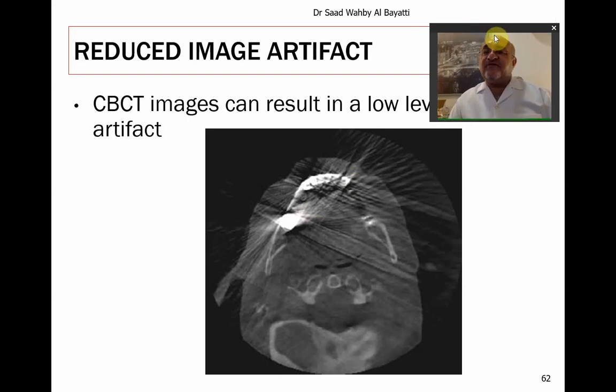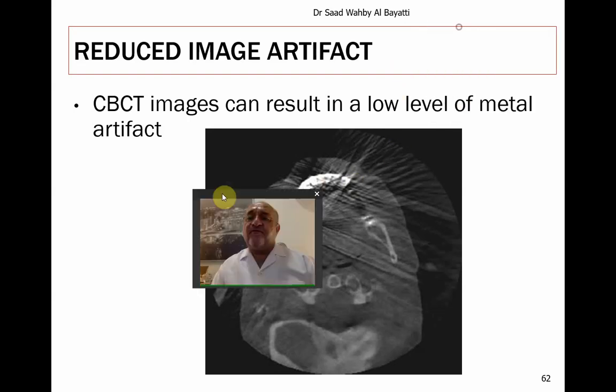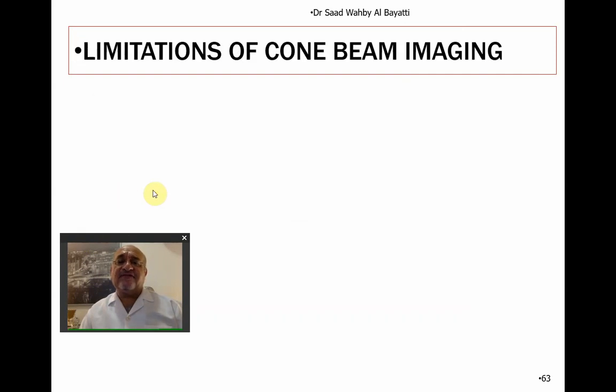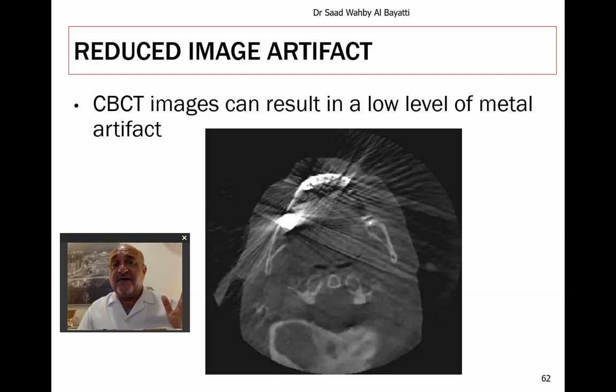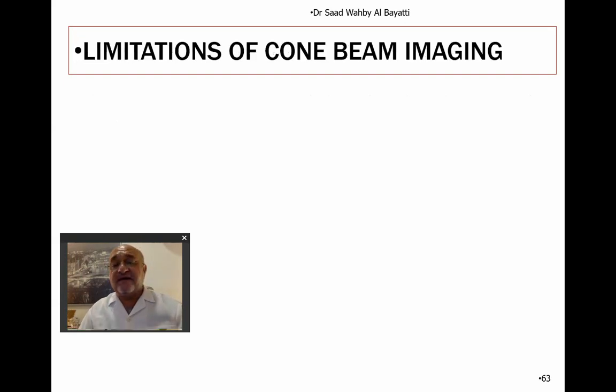So CBCT can result in a lower level of metal artifacts, especially in dentistry. There are lots of metals like crowns, implants, amalgam fillings, name it. If you take a CAT scanner and then take another cone beam CT, you will find that the metal artifacts are less in the CBCT. This is because of the lesser amount of tissues that are being scanned.